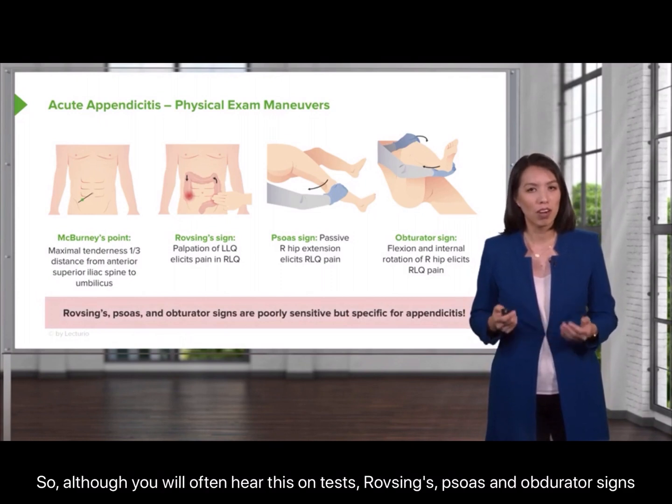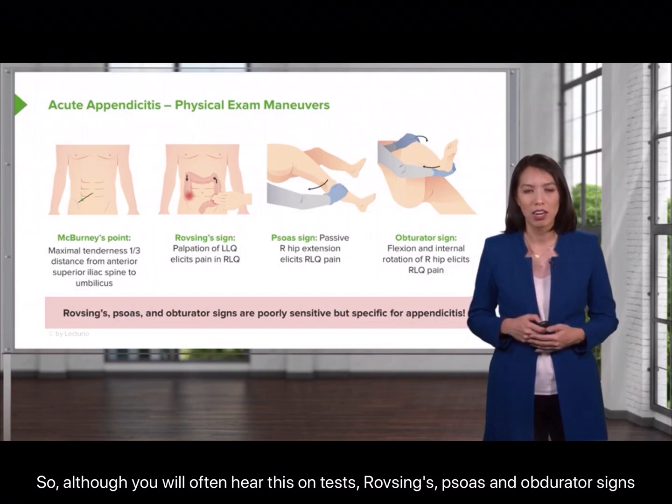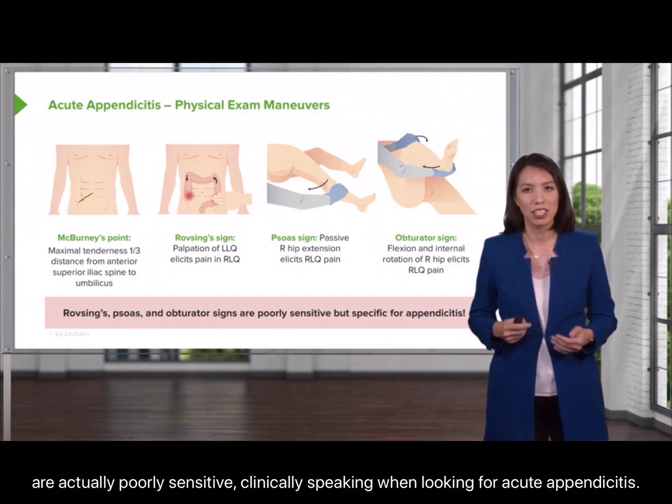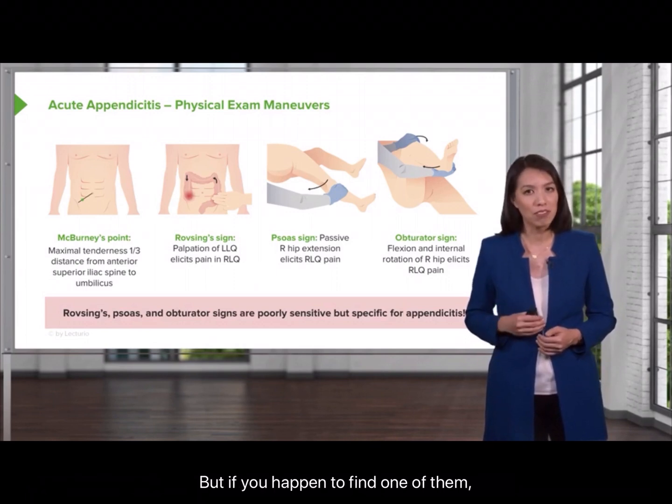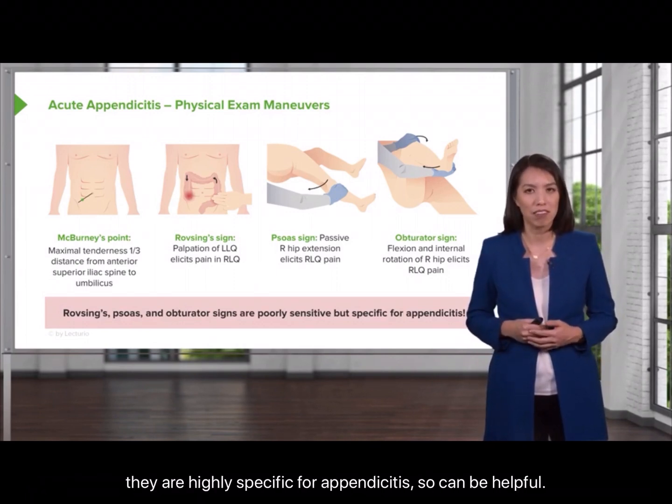So, although you will often hear these on tests, Rovsing, psoas, and obturator signs are actually poorly sensitive, clinically speaking, when looking for acute appendicitis. But if you happen to find one of them, they are highly specific for appendicitis, so can be helpful.